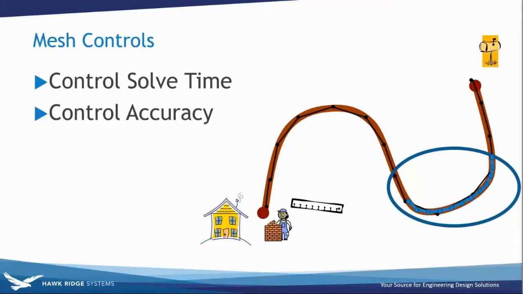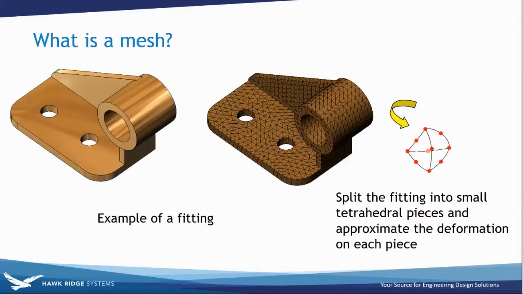So that parallels perfectly with simulation, because the denser your mesh, the more accurate the results, but at the expense of solve time. And this is really what this entire presentation is going to be about. So FEA does that exact process, but with 3-dimensional tetrahedral elements instead of 2-dimensional lines.